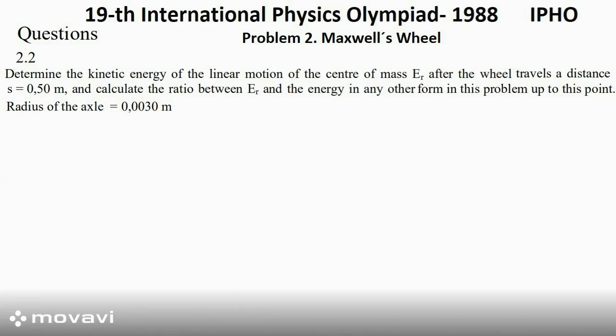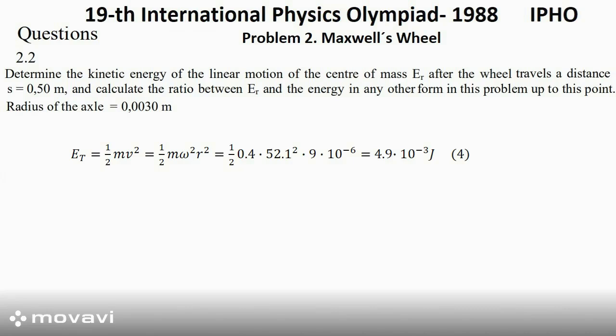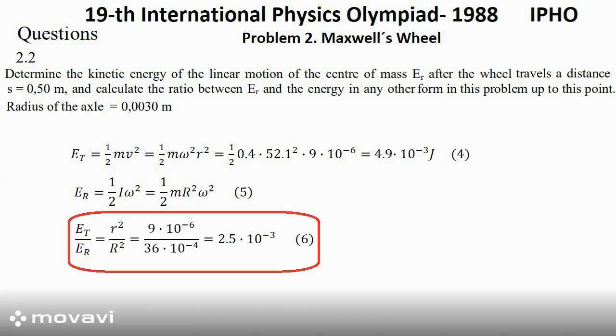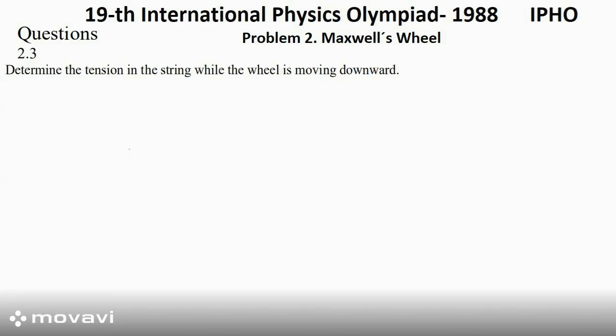Solution to question 2. The kinetic energy of linear motion is given by formula 4, which, when converted to known and calculated variables, gives 4.9 times 10 to the power negative 3 of a joule. The kinetic energy of rotational motion is given by formula 5. Thus, the ratio of the kinetic energies of linear and rotational motion, after simplifications, is equal to the ratio of the squares of the inner and outer radii. Formula 6. This was the solution to question 2.